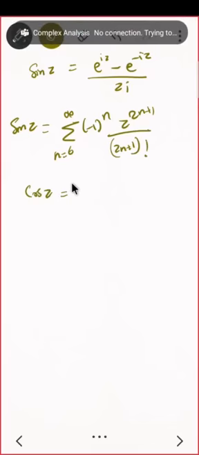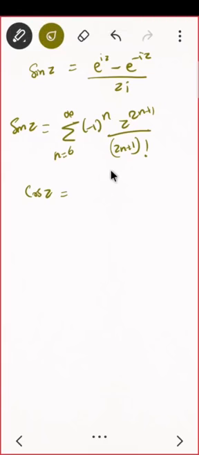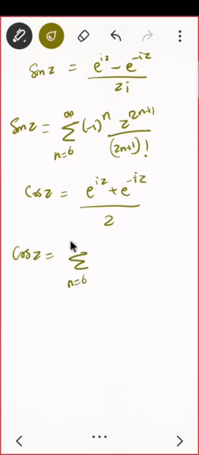Same goes for cos z. You are having the formula for cos z also, correct? What is the formula? That is e raised to iz plus e raised to minus iz upon 2. So here also it will be just all even terms. Cos z will be summation n equal to 0 to infinity minus 1 raised to n z raised to 2n upon 2n factorial. Correct? Same as your previous one.